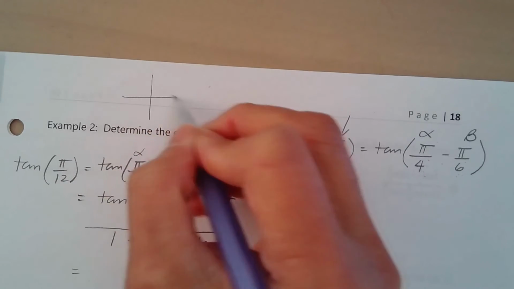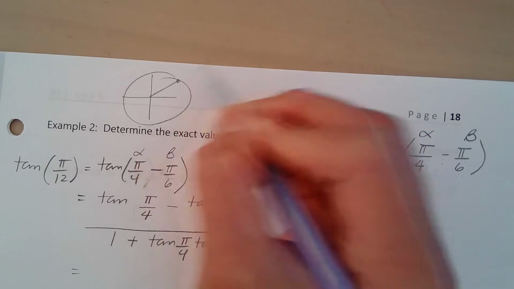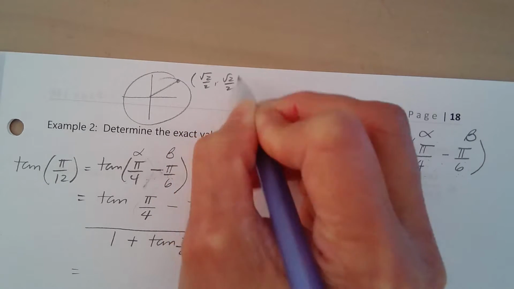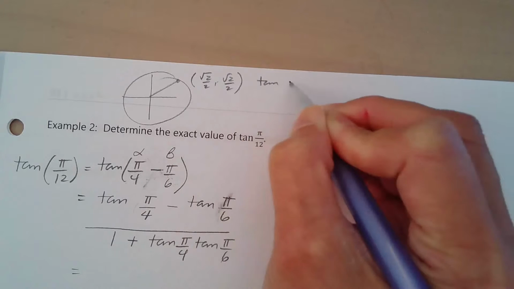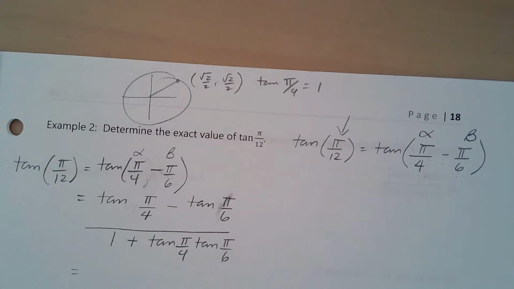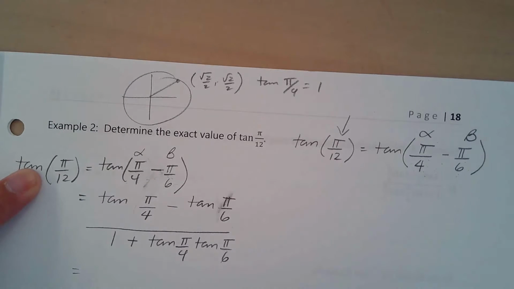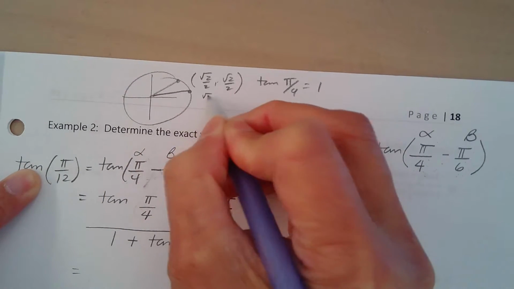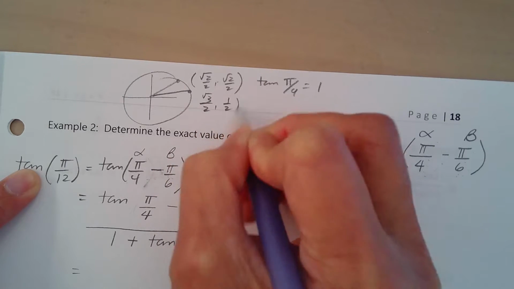Okay, pi by 4 is right here. It's going to be root 2 over 2, root 2 over 2. So tangent of pi by 4 is 1. Okay, let's put that there. The other one is pi by 6, which is over here. It's going to be root 3 over 2, comma 1/2.